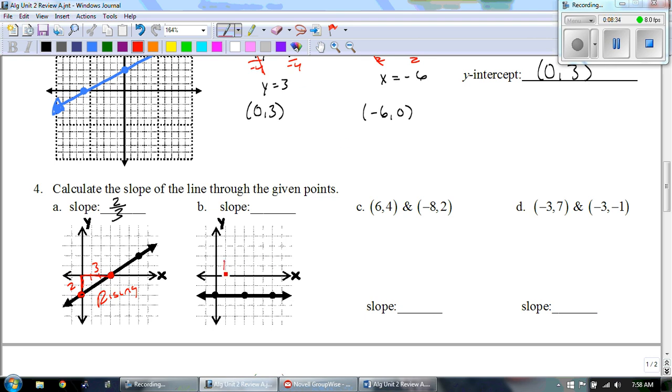B, right away, I know that it's horizontal. And before I even begin, I know that the slope of a horizontal line is 0.